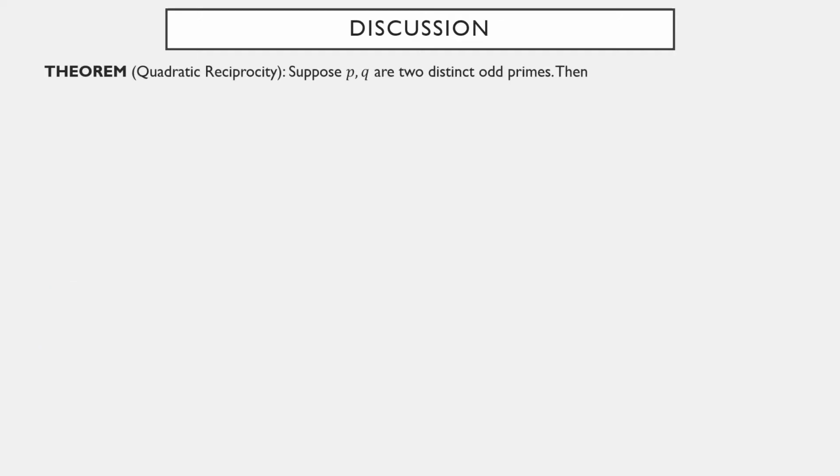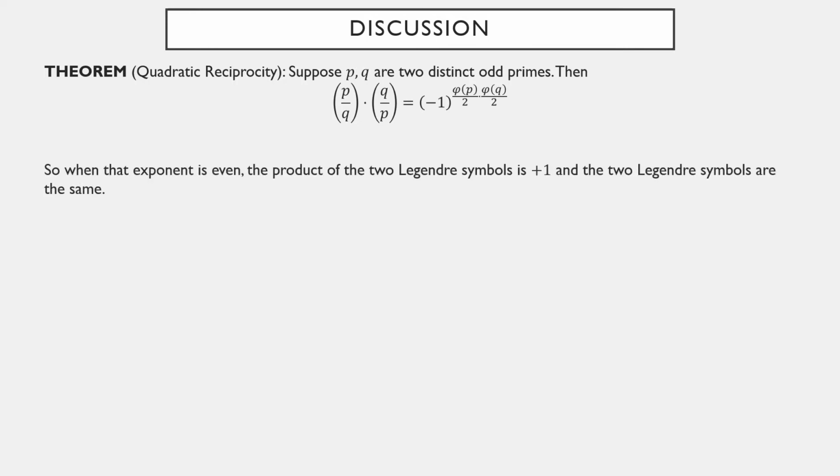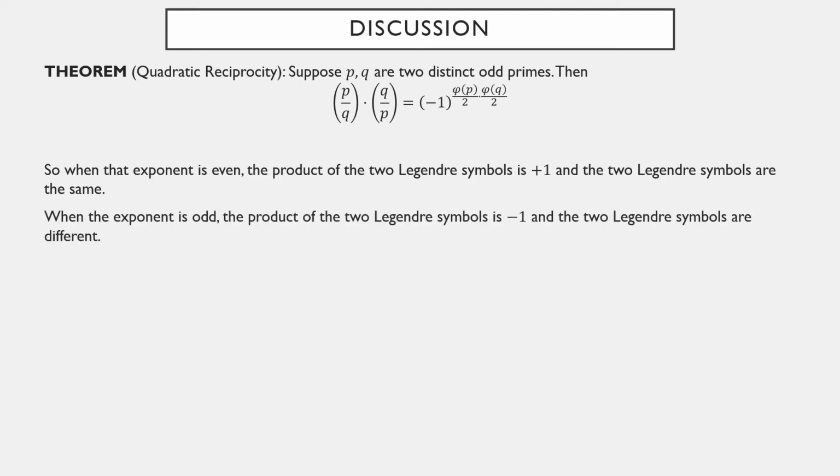So suppose P and Q are two distinct odd primes. Here's the statement of the law of quadratic reciprocity. When the exponent is even, phi of P over 2 times phi of Q over 2, if that's an even exponent, on the right-hand side, I get -1 to an even power, meaning I get a +1. So if the exponent is even, the product of the two Legendre symbols is +1, and therefore they are the same as each other. When the exponent, on the other hand, is odd, the right-hand side is -1 to an odd power, that's -1. And as discussed on the previous slide, if the product of the two Legendre symbols is -1, then they are opposites of one another.